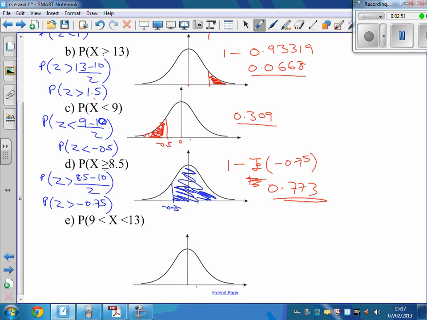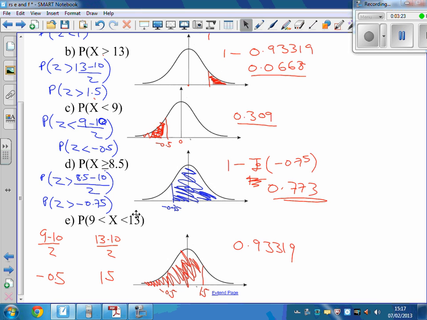And last one then, changing these on the left, 9 take away the mean divided by the standard deviation, that's minus 0.5, and the top one, 13 take away the mean divided by the standard deviation, that's 1.5. We're trying to go from 1.5 down to minus 0.5, and the method of this is work out the area all the way up to there. We've already got that one, the area all the way up to there is 0.93319.